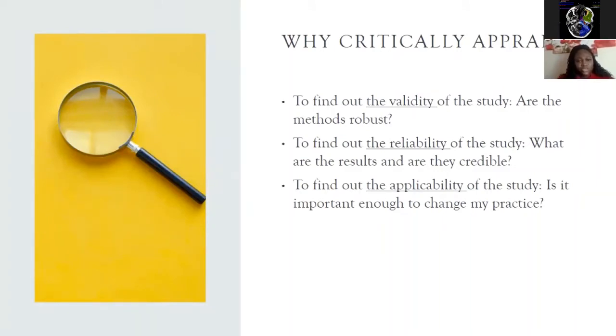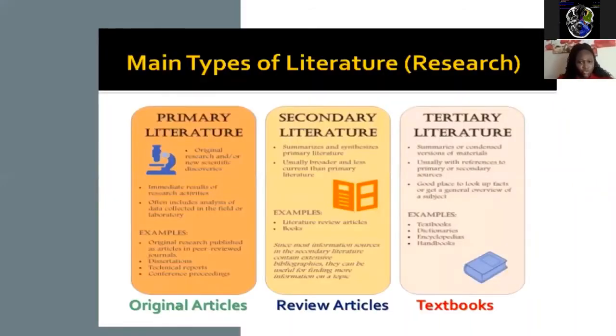So this is just a summary of the main types of literature we have. You have the primary, secondary, and tertiary literature. But most times for critical appraisal, you go for the primary literature, that's the original research, or if there's a new scientific discovery. And the primary literature can give you immediate results of the research activities, and includes the analysis and the data that's been collected.